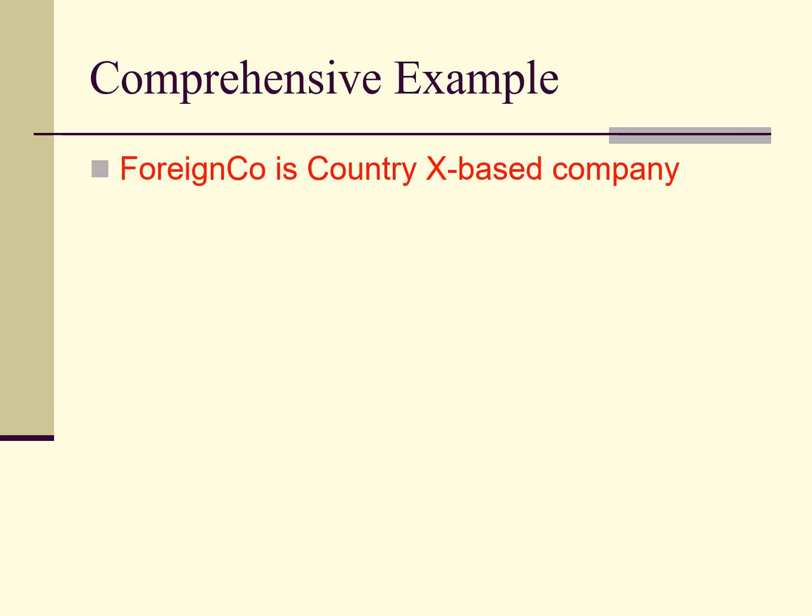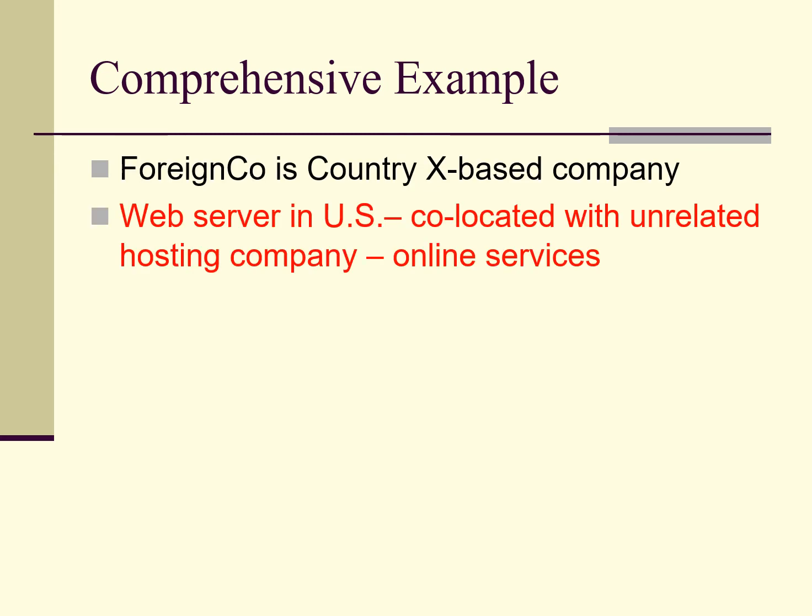Foreign Co. is a Country X company engaged in providing online services for a fee. Country X has a tax treaty with the United States. In order to gain better access to the U.S. market, Foreign Co. leases a web server in the United States and co-locates it with a U.S. hosting company. By co-location, I mean that Foreign Co controls the web server, but the hosting company has the server on its premises and maintains the server for a fee. The server provides online services to customers in the United States.